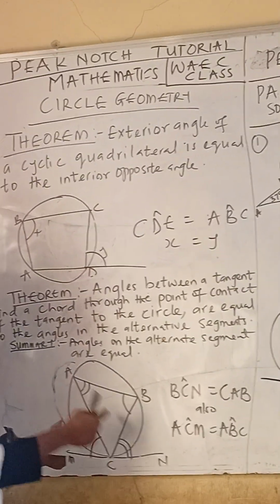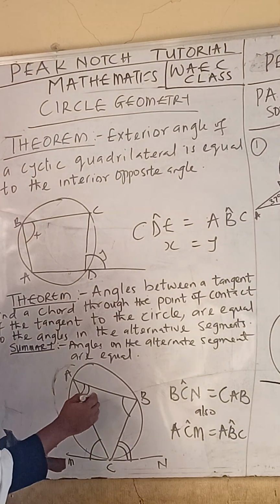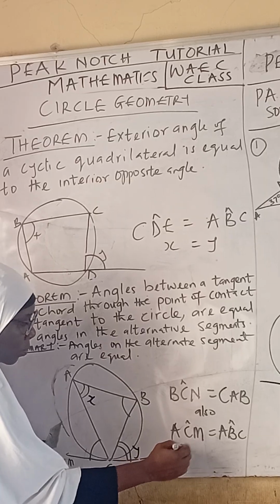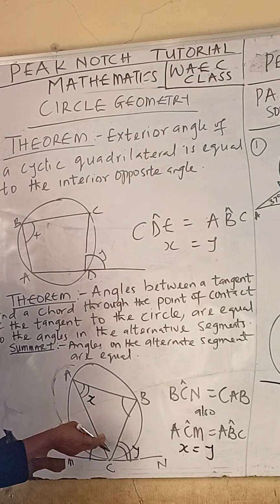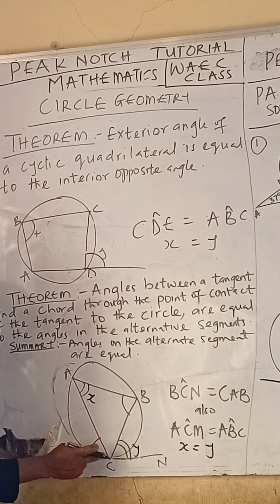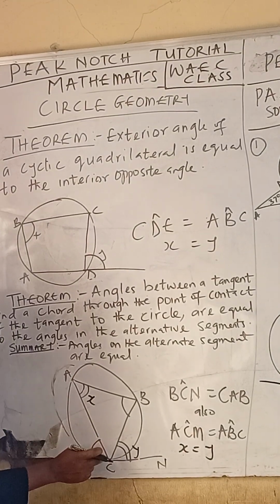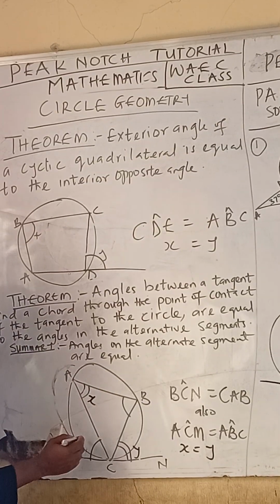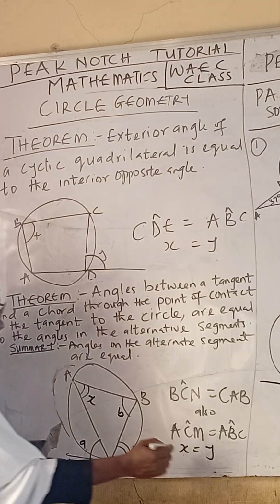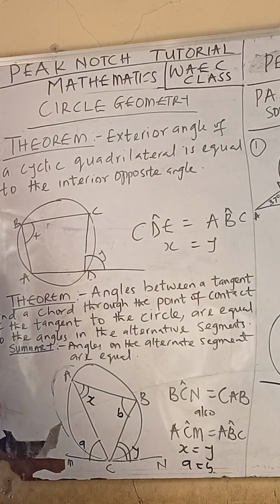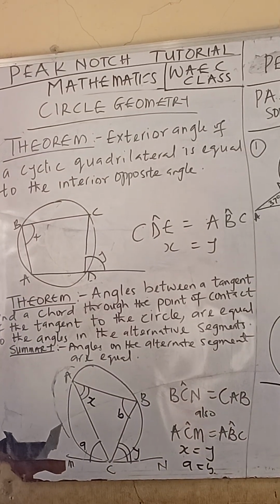So this will be equal to this. Let's assume this is x, so x will be equal to y. Also on the other side, this is another chord. So this angle here will not be equal to the angle on this chord. It will be equal to another angle. I think this is A, this is small b. So also angle A and angle B are equal to each other.